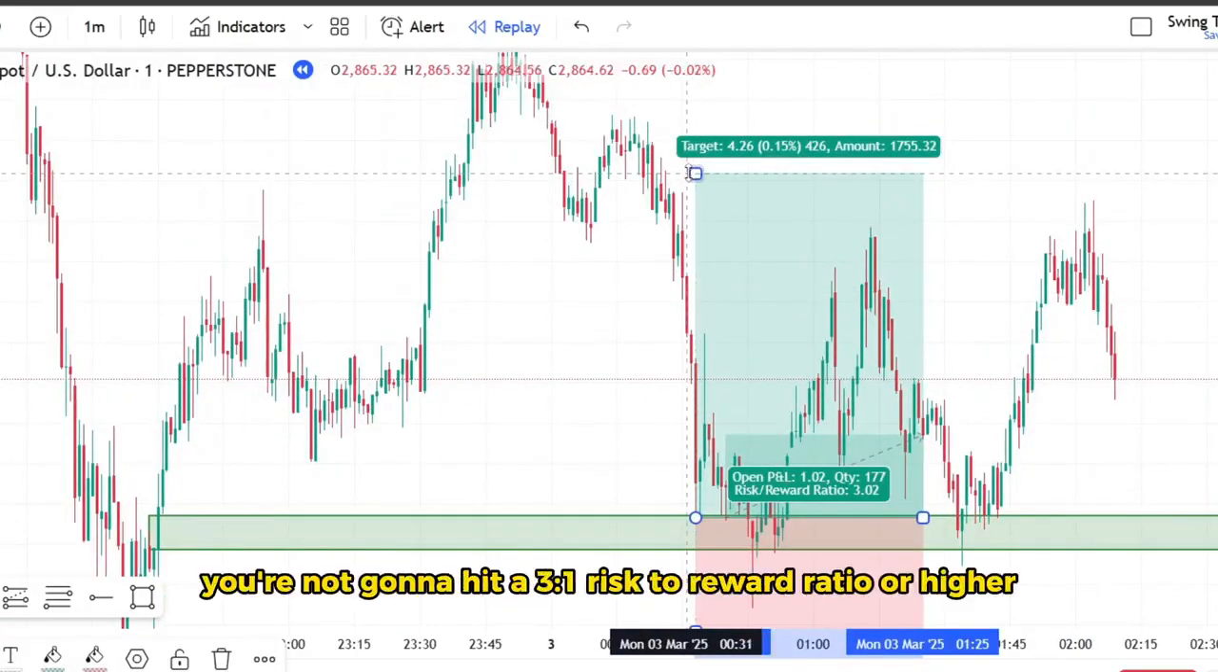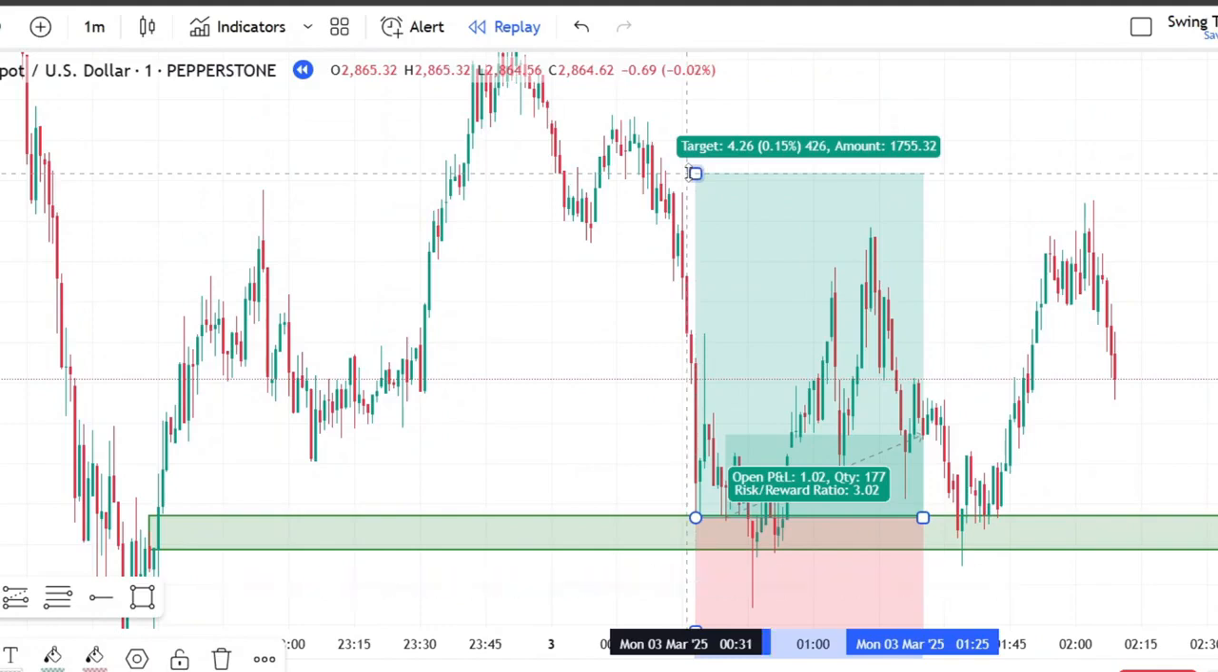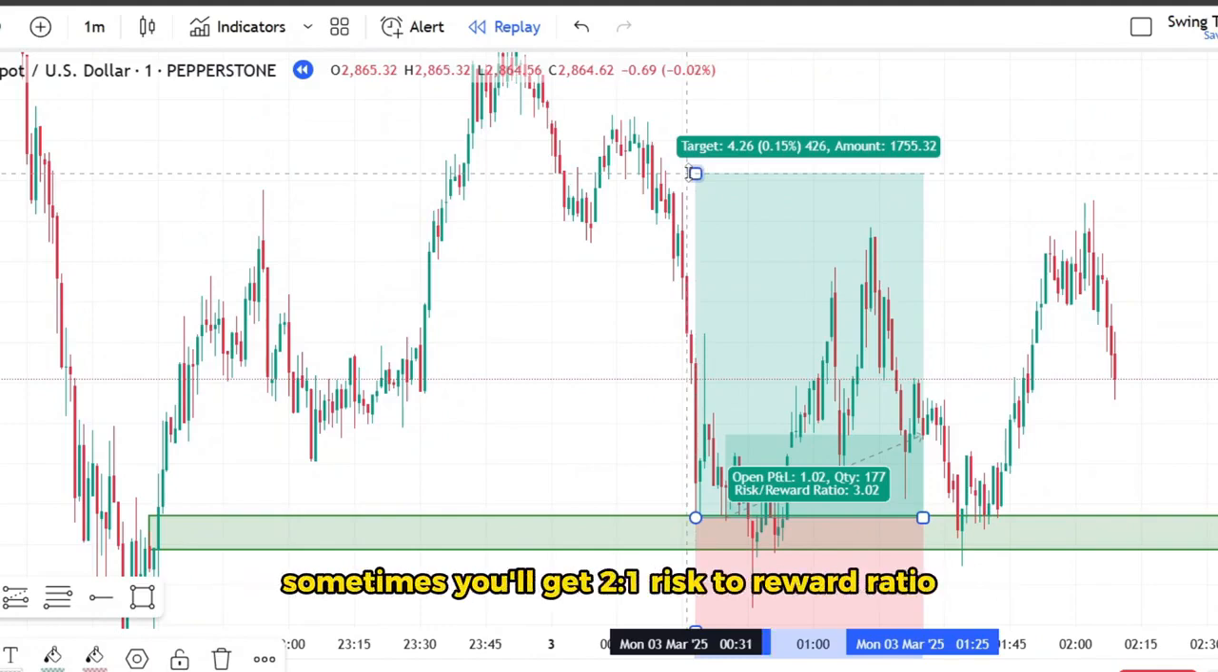Every single trade, you're not going to hit a 3 risk to reward ratio or higher. Sometimes it's going to reverse on you. Sometimes you'll get a 2 risk to reward ratio. Realistic trading.